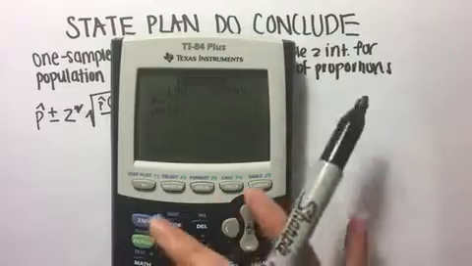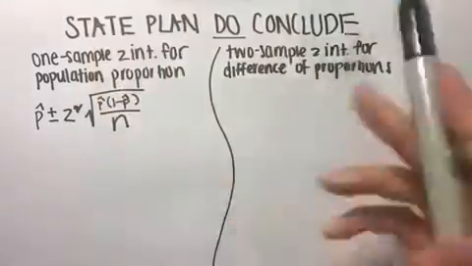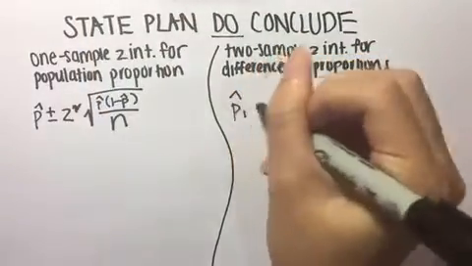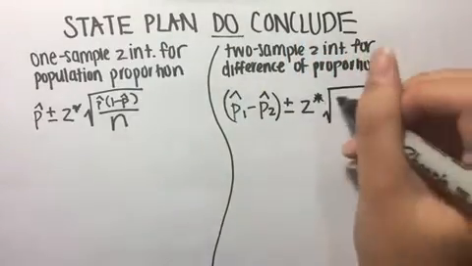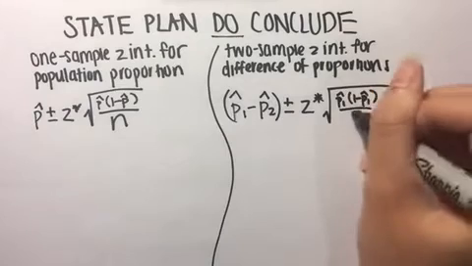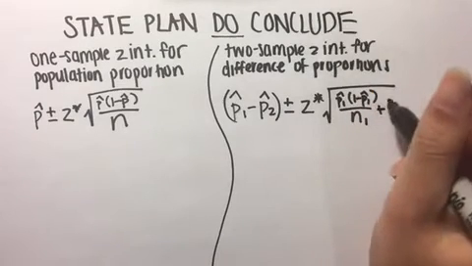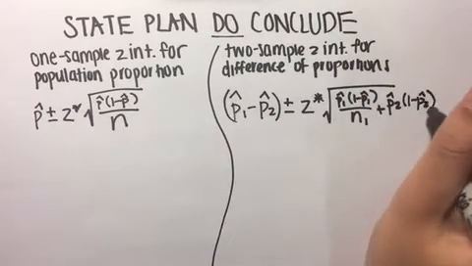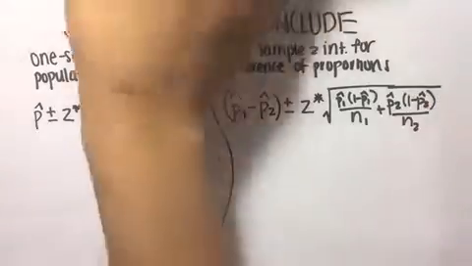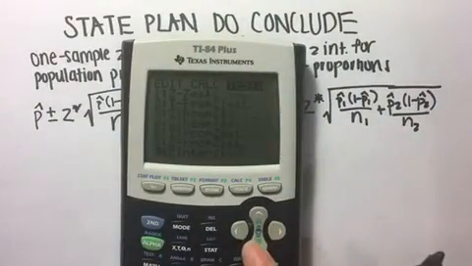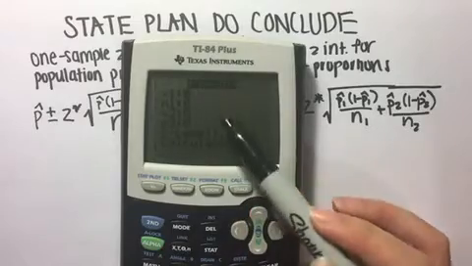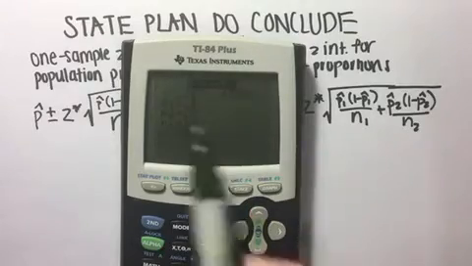For the two sample z-interval, we can calculate the interval by using the equation p1 hat minus p2 hat plus minus z star times the square root of p1 hat times 1 minus p1 hat over n1 plus p2 hat times 1 minus p2 hat over n2. You can also, again, use your calculator by pressing stats, then tests, then scrolling down to 2 prop z int, and input the values.